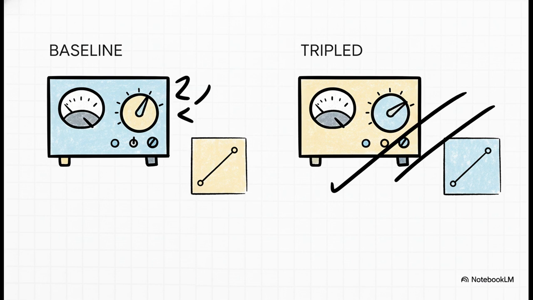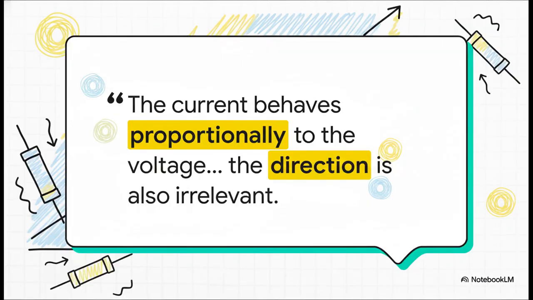You triple the voltage, you triple the current. It really is that straightforward. So the big takeaway here is that a resistor is just a simple, predictable component. The amount of current it lets through is tied directly to the voltage you put across it. And here's something really important. It doesn't care which way the current's flowing. It works the same forwards and backwards.